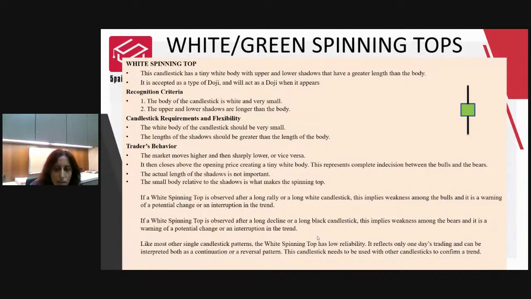Of course, as I said, one single candlestick does not reflect the true sentiment of the market. At the most it might reflect only one day's trading and can be interpreted both as a continuation or a reversal. So what is the best way of confirming this? You have to see what the candlestick chart shows immediately after the white or green spinning top is observed.